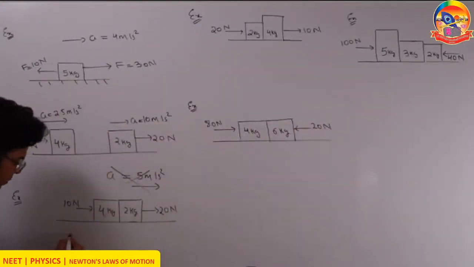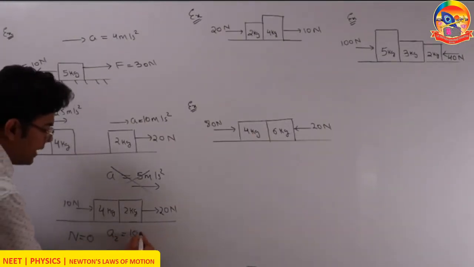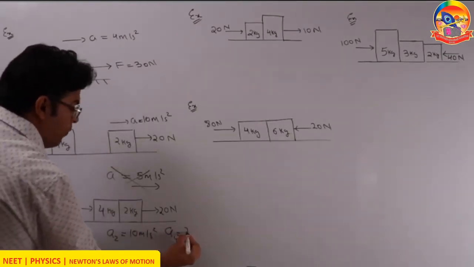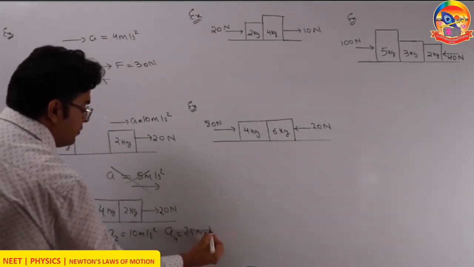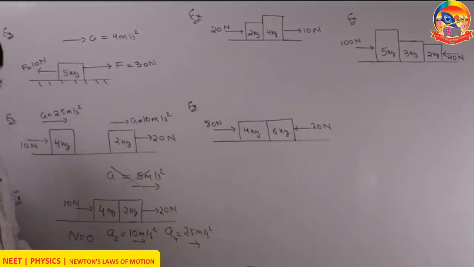The normal reaction between them will be 0. The acceleration of 2 kg will be 10 meter per second square and the acceleration of 4 kg will be 2.5 meter per second square towards right. Okay, let's do the next question.